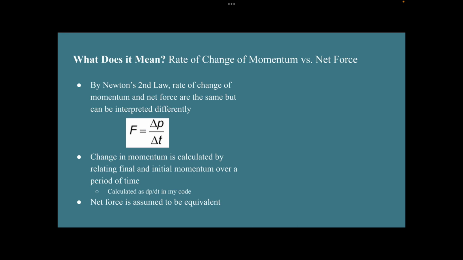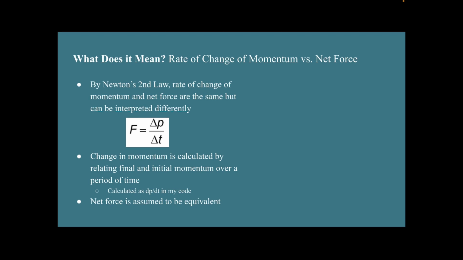So what is the difference between the rate of change of momentum and net force? We used them interchangeably in the code, so why do they have different names? By Newton's second law, these two values are the same but can be interpreted differently. Change in momentum is calculated by relating final and initial momentum over a period of time, while net force is assumed to be equivalent.